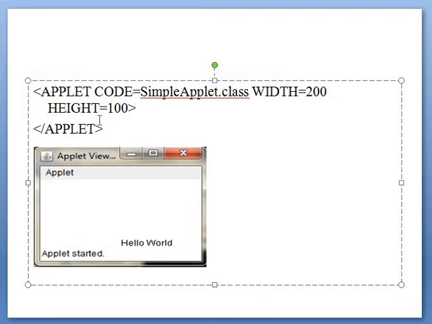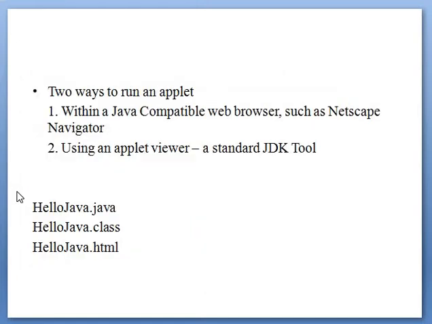Applet display area width and height is specified. So with a width of 200 pixels and height of 100 pixels, a window is created. Inside that the simple applet code is displayed, so that will display hello world. See, this is a sample output of that applet program. So simple applet.class will display hello world in a window.